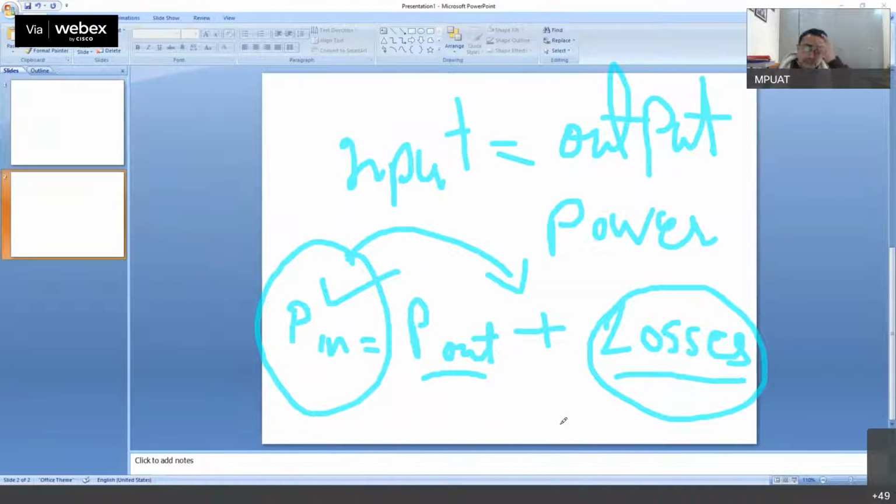Is it clear? So again, I am reiterating the definition. What is the definition? The definition is what?